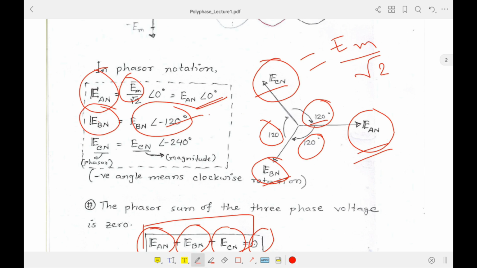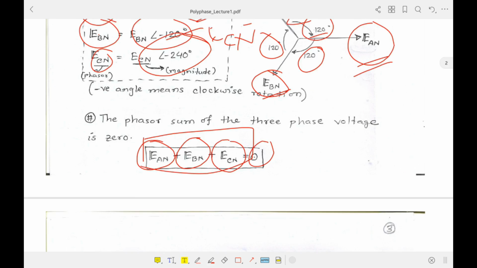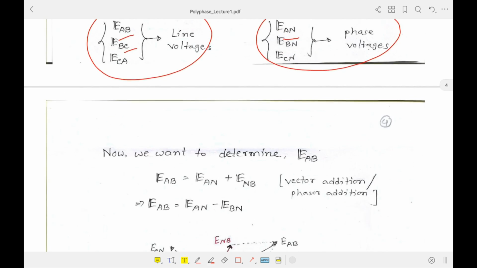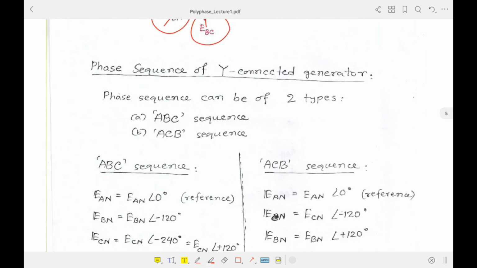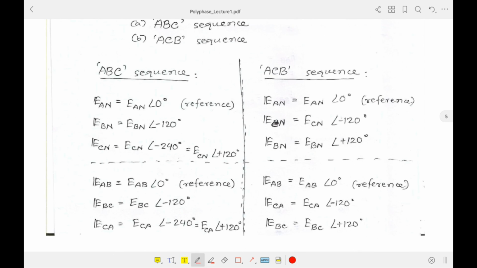Also we can write ECN, this should be another form. ECN is minus 120 degree and EBN is minus 240 degree. So this could be another representation. That's why the phase sequence came. So phase sequence can be either ABC sequence or ACB sequence. So let me show you the ABC sequence.